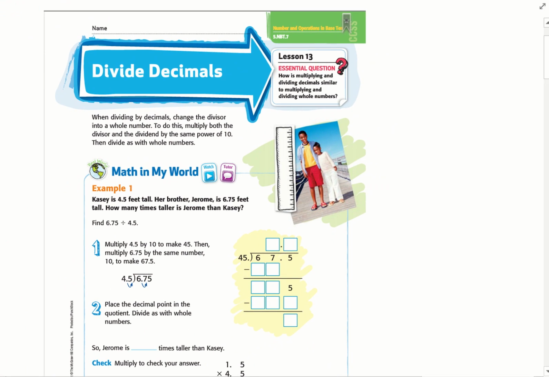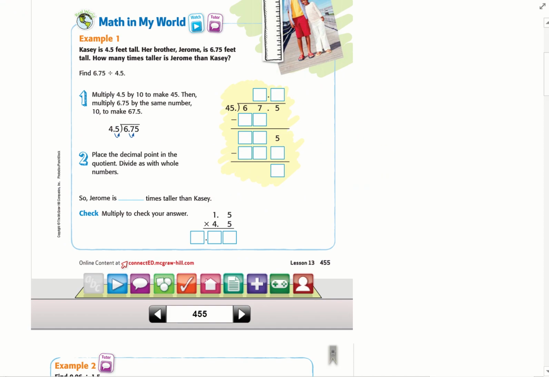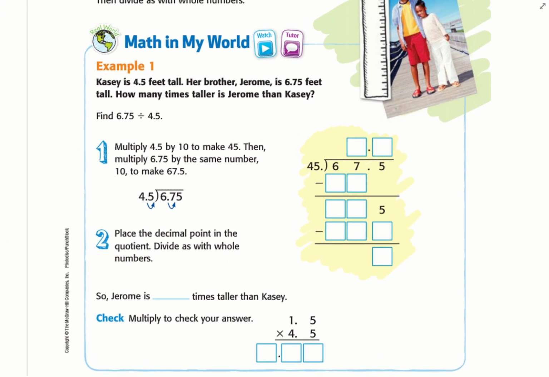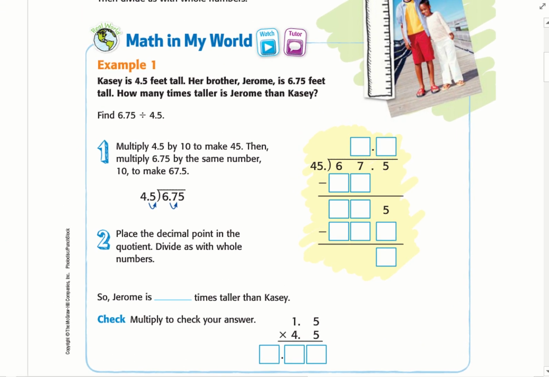Casey is 4.5 feet tall. Her brother Jerome is 6.75 feet tall. How many times taller is Jerome than Casey? So we have to find 6.75 divided by 4.5.